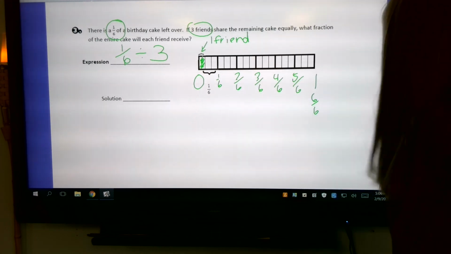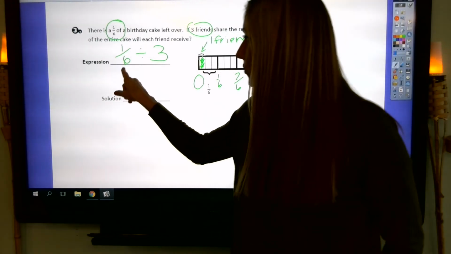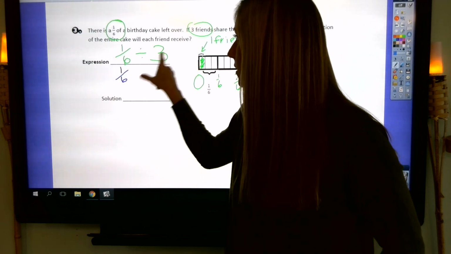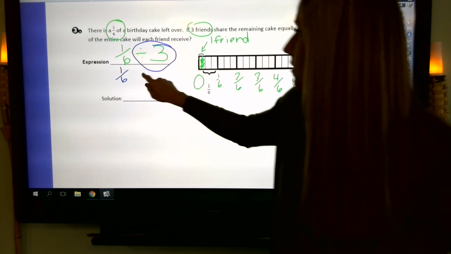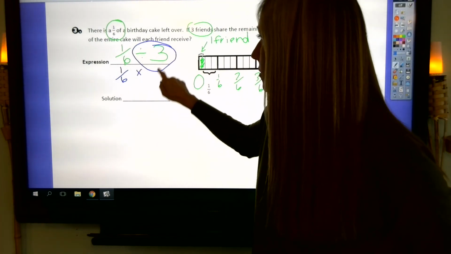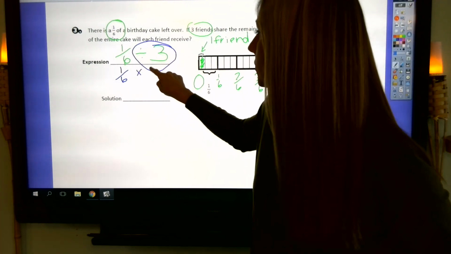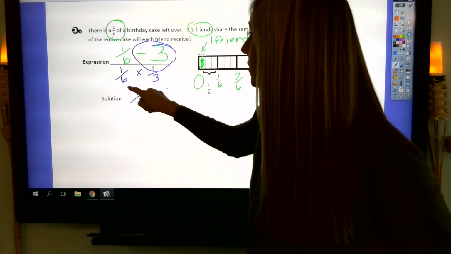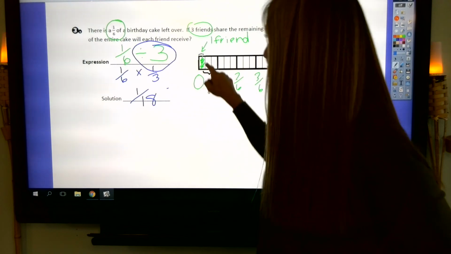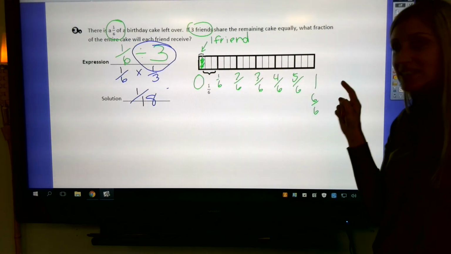Do you? Maybe the inverse would help. So the inverse, we keep the 1/6 the same. The inverse is of the operation and what we're dividing by. So we're going to change that to multiplication. What is this going to change to? 1/3. Multiply straight across. Your answer is 1/18. So that is 1 out of 18 pieces.